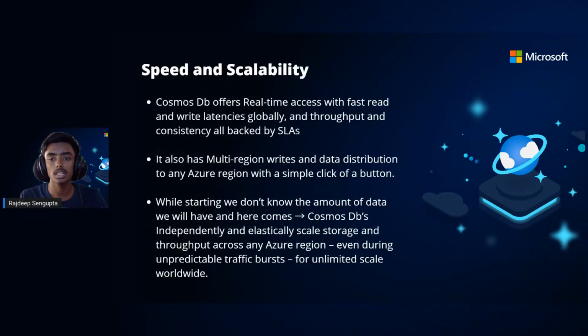Now, the next point is speed and scalability. As our app is kind of a marketplace, we had a lot of data and we needed it super fast. Cosmos DB offers real-time access with fast read and write latencies globally, and throughput and consistency, all backed by SLAs. It also has multi-region writes and data distribution to any Azure region with a simple click of a button. While starting, we didn't know the amount of data we would have, and here comes Cosmos DB, which independently and elastically scales storage and throughput across any Azure region, even during unpredictable traffic bursts, for unlimited scale worldwide.